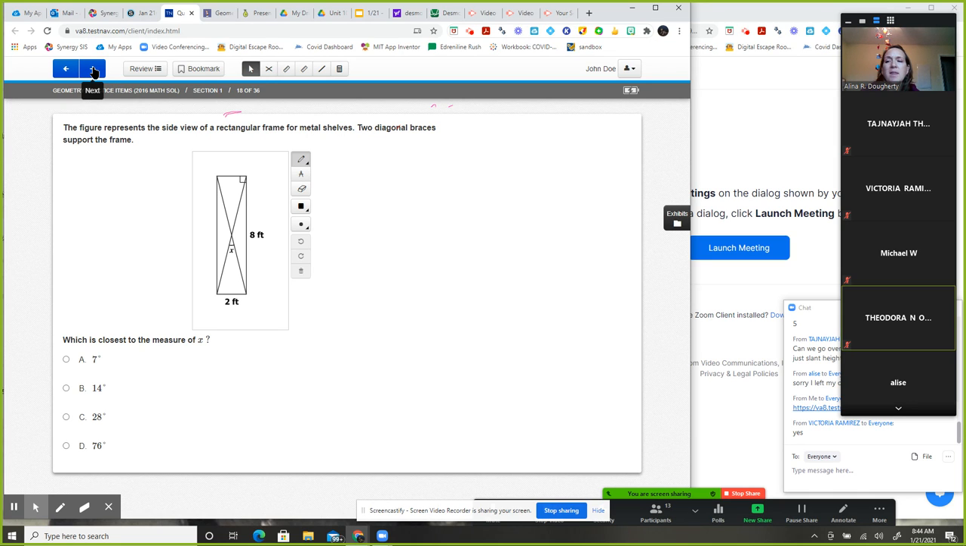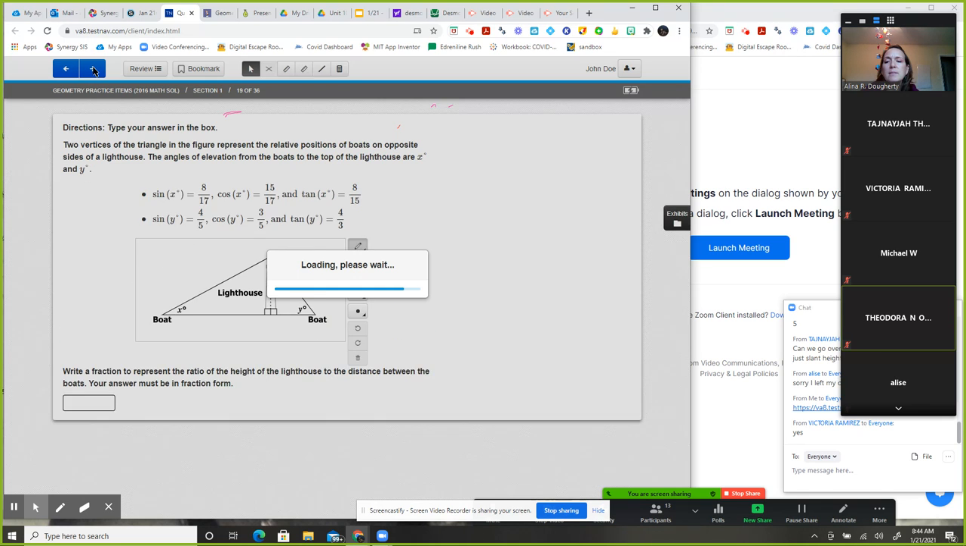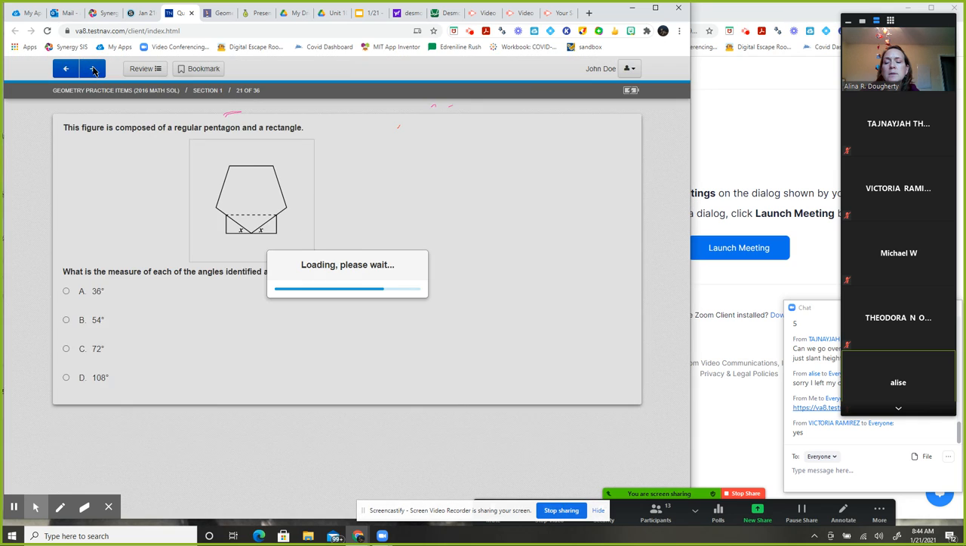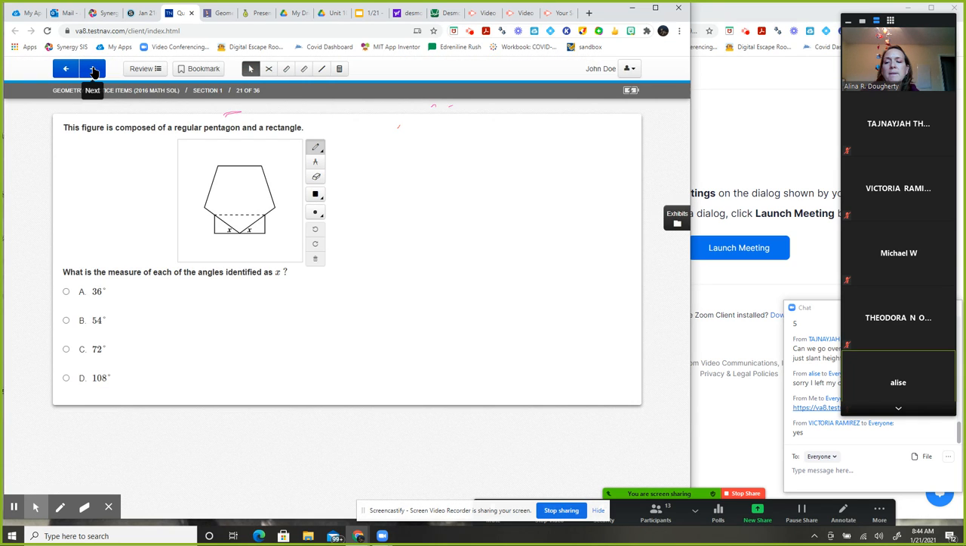I'll give you a hint. I think I would skip this one. I would definitely skip this one too. This one looks familiar though. Do we remember how to do these? N minus 2 times 180. I'm going to take that silence as a no, so we're going to skip that.